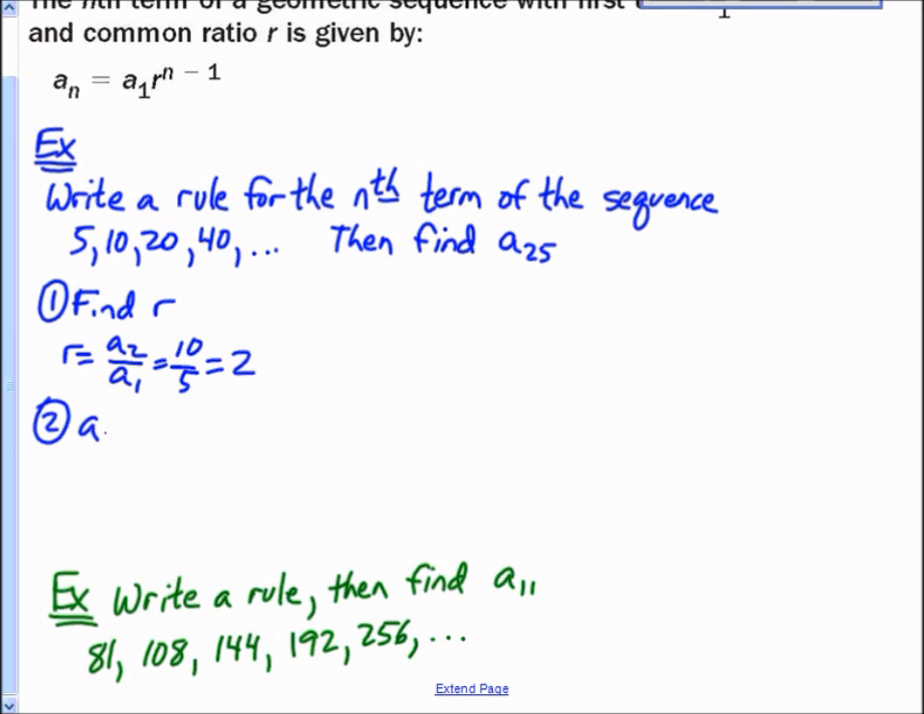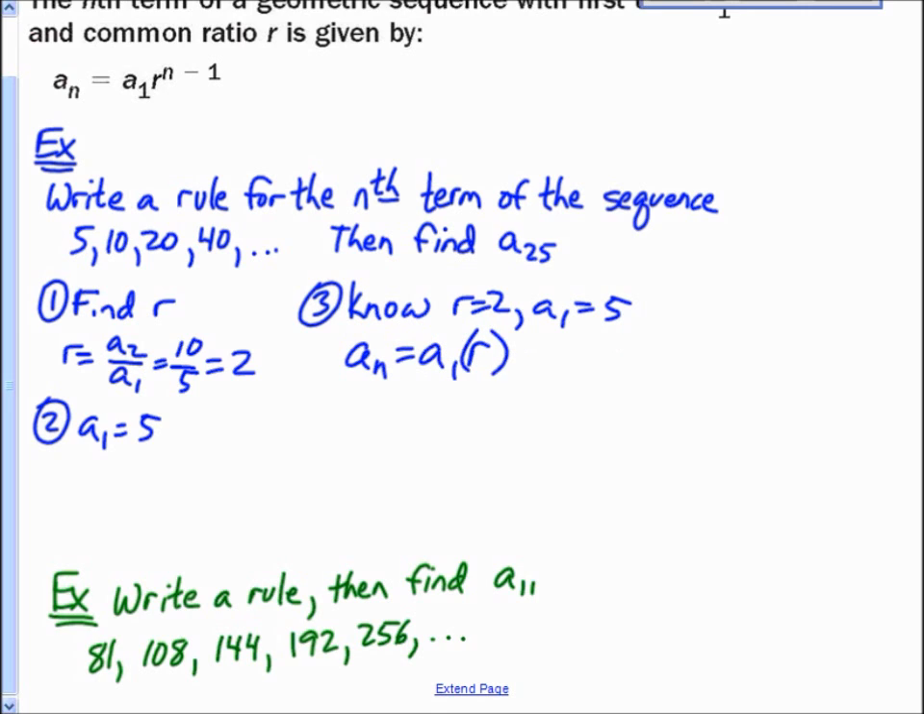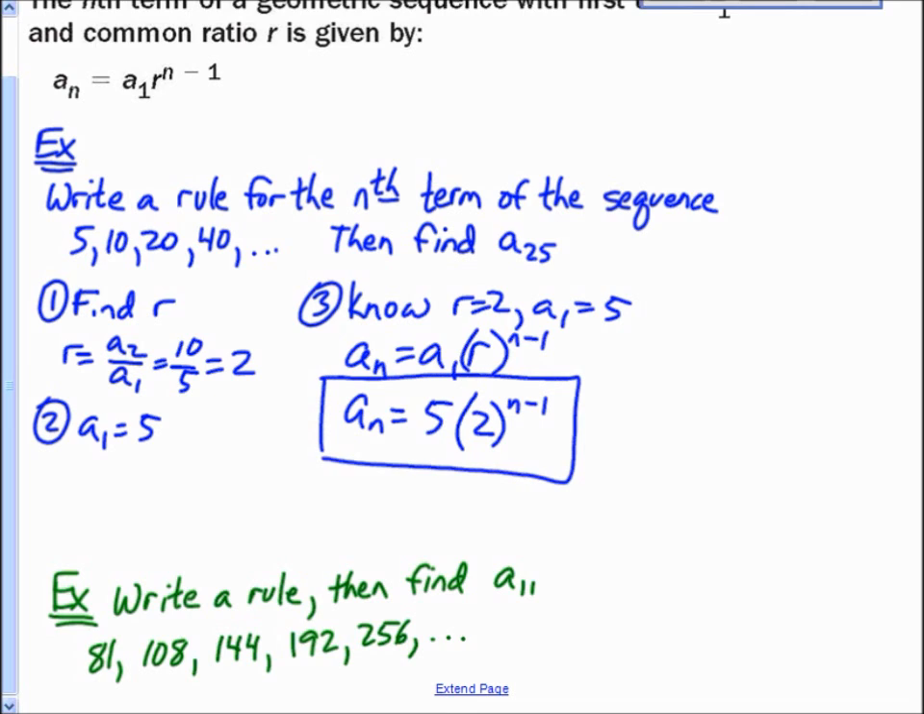Number two, we know our first term already is 5. Those are the two things we need: our common ratio r is 2, and the first term is 5. Now that we know that, we plug them into the formula. So a_n is a1 r to the n minus 1. So the nth term is 5, there's our a1, times our common ratio 2 to the n minus 1. Okay, there's our nth term formula.